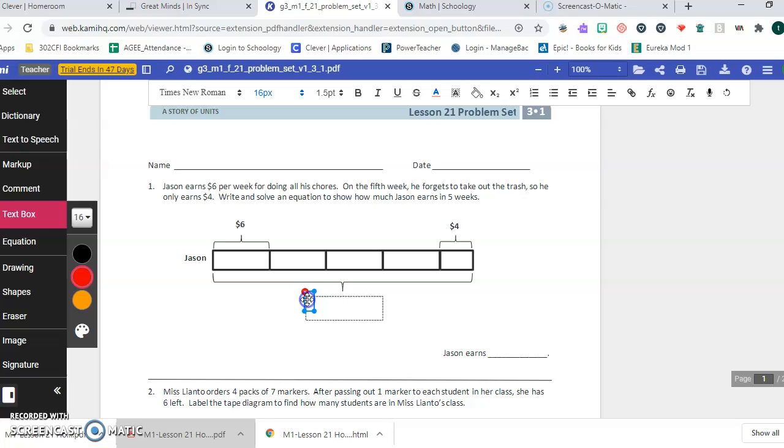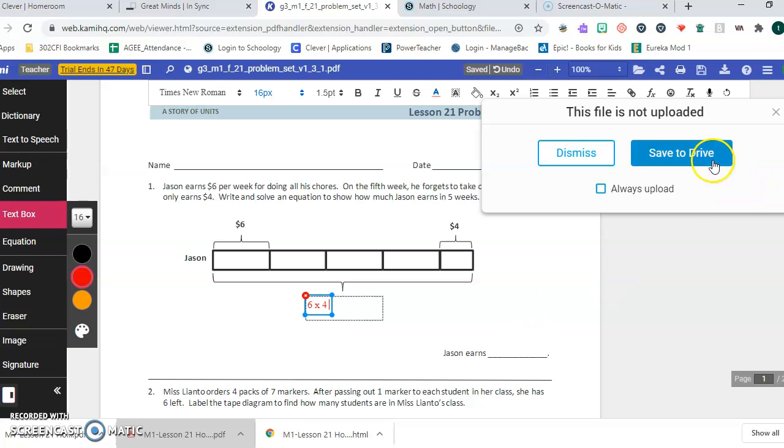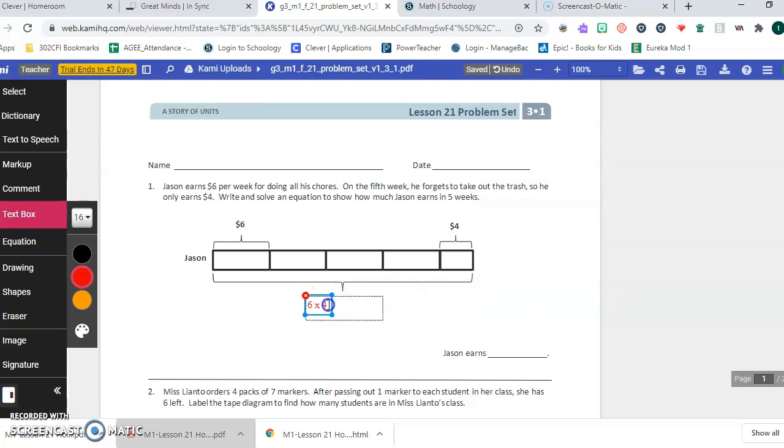So our equation is going to be the $6 that he earns in the first 4 weeks. So that's each week he earns $6. So that's 6 times 4. $6 times 4 weeks. And so the last part we're just going to add on because it's an additional amount of money, but it doesn't fit in with the equal groups problem. So we're going to just add using the plus sign 4 more dollars.